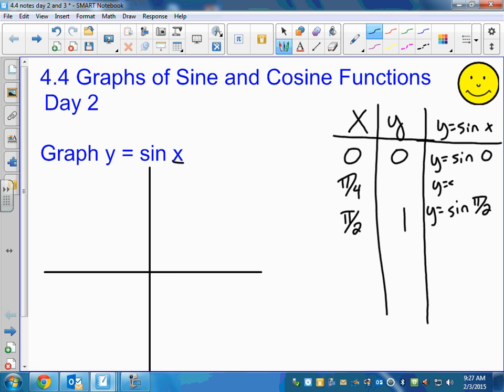What is the sine of pi fourths? Square root 2 over 2. That's not going to be very fun to graph. So maybe we should type that in our calculator and see what it is. Maybe like 0.707. So it's like 0.7. We're going to just say that.